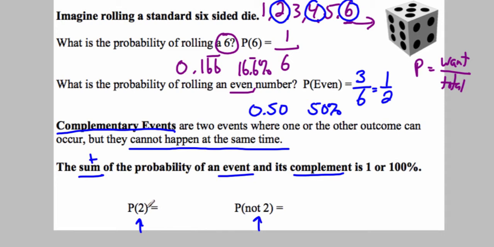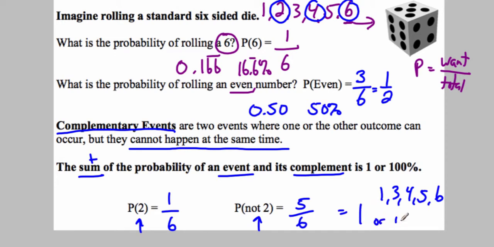For instance, the probability of rolling a 2 would be 1 out of 6. Probability of not rolling a 2, meaning getting a 1, a 3, a 4, a 5, or a 6, would be 5 out of 6. 1/6 plus 5/6 equals 1, or a 100% chance. So a complement is the opposite of something, not getting that item, which should be the exact opposite in its fraction.